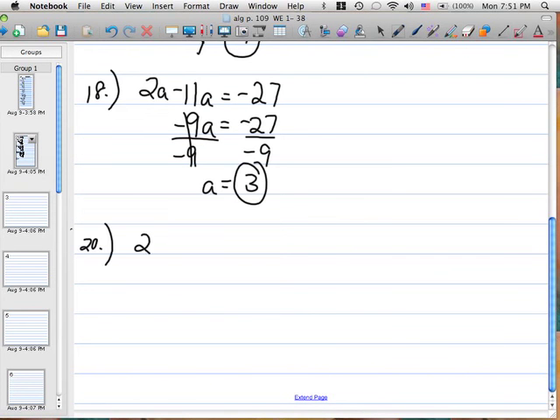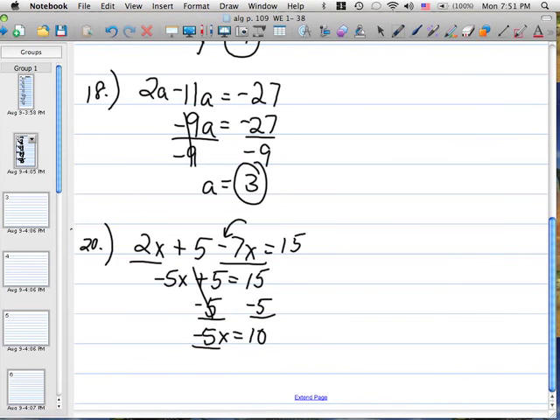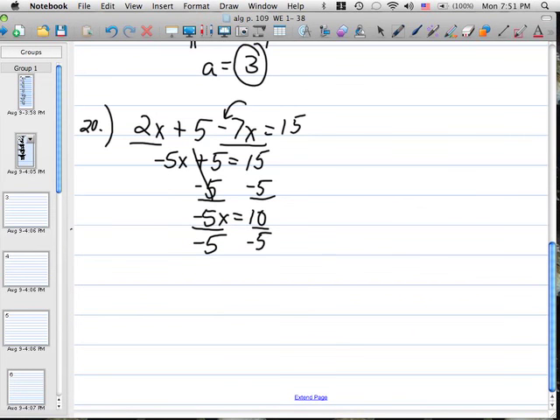Problem number 20, we have 2x plus 5 minus 7x equals 15. The 2x and the minus 7x, remember the sign is in front, make a negative 5x plus 5 equals 15. Undo addition first, so subtract 5 from both sides. Now we have negative 5x equals 10. Divide by negative 5. And x equals negative 2.